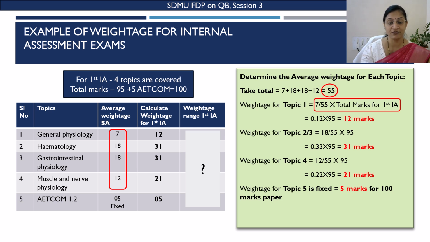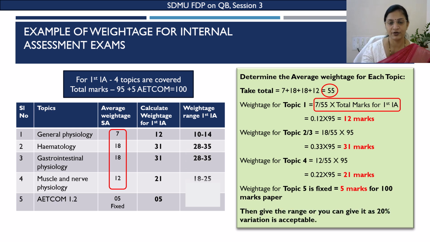Okay. So now if you give a single digit like this, 15 to 20% variation is acceptable, or you can give it in the form of a range. This is how you create weightage for individual internal assessments. It is very important to create weightage for all the assessments what you do. Otherwise, the content coverage may not be appropriate.